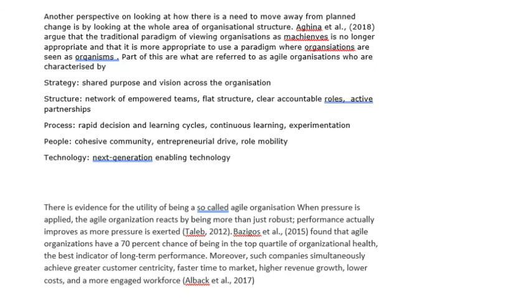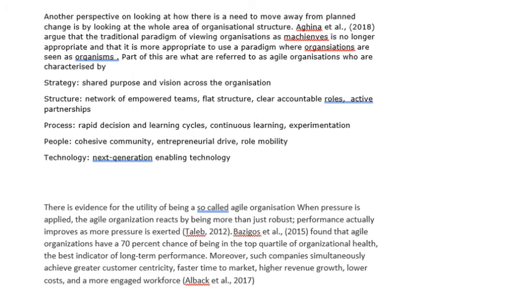Another perspective on looking at how there is a need to move away from planned change is by looking at the whole area of organisational structure. Aghina et al. in 2018 argue that the traditional paradigm of viewing organisations as machines is no longer appropriate, and that it is more appropriate to use a paradigm where organisations are seen as organisms. Part of this are what is referred to as agile organisations, who are characterised by a shared purpose and vision across the organisation, a network of empowered teams, a flat structure, clear accountable roles and active partnerships, rapid decision and learning cycles, continuous learning and experimentation, a cohesive community, entrepreneurial drive and role mobility, and next generation enabling technology.